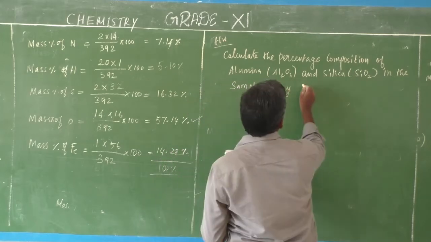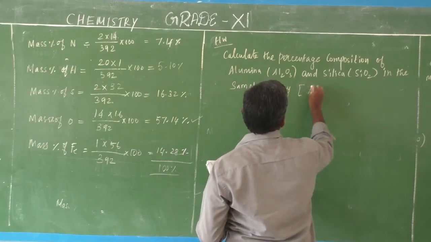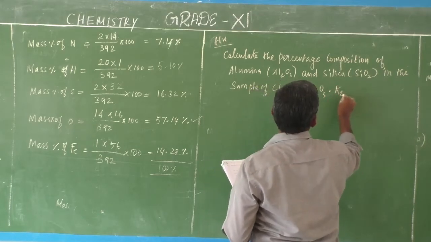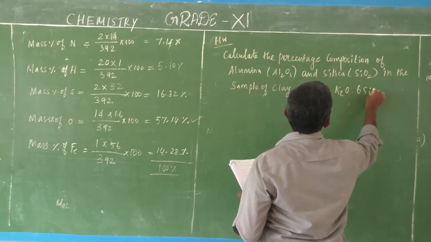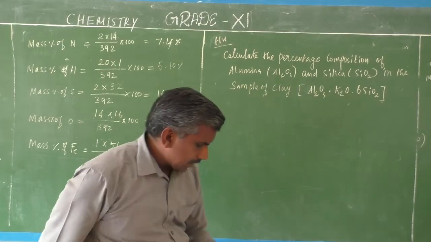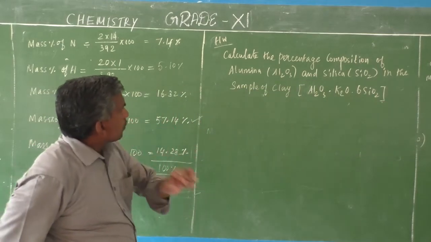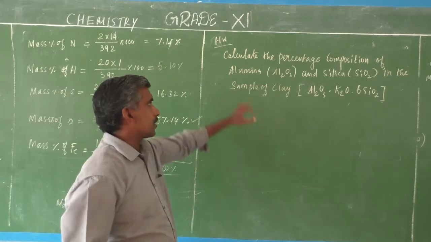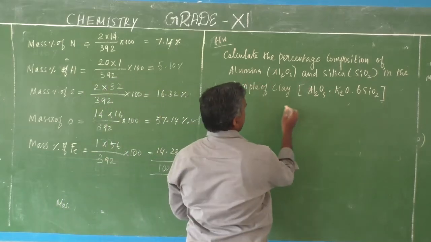The clay formula is Al2O3·K2O·6SiO2. This is a clay. Calculate the percentage composition: the alumina percentage and the silica percentage is the calculation.